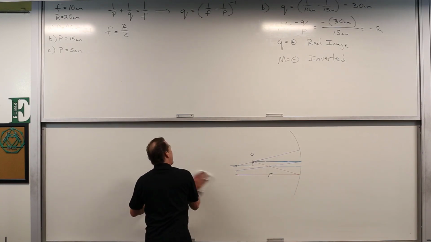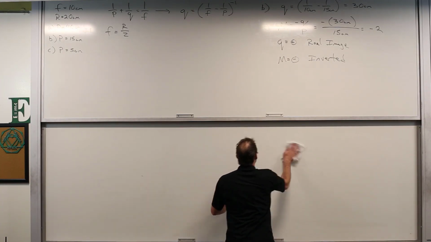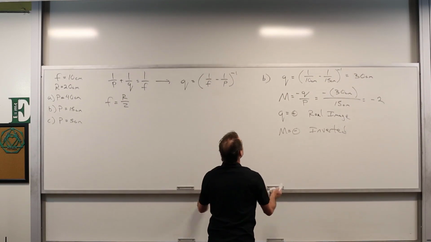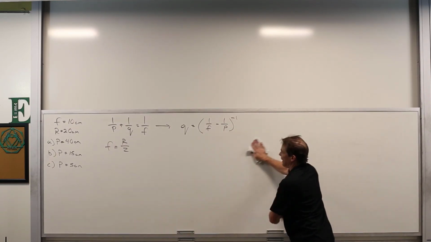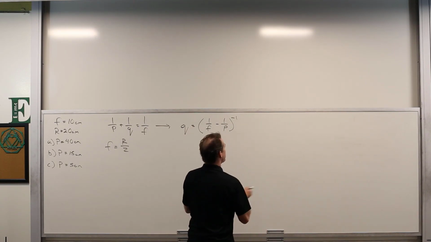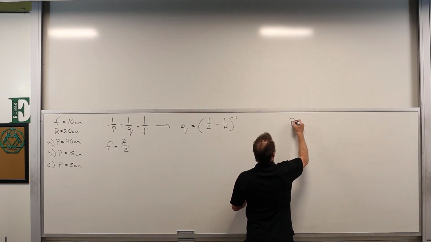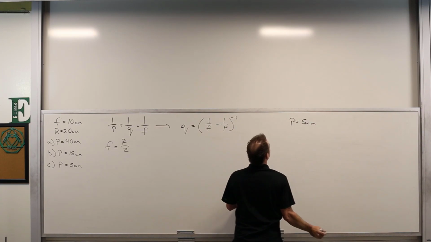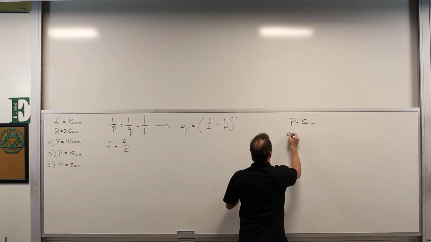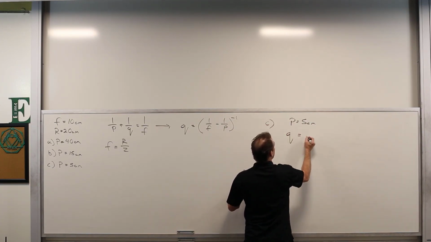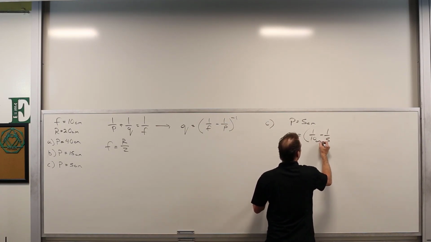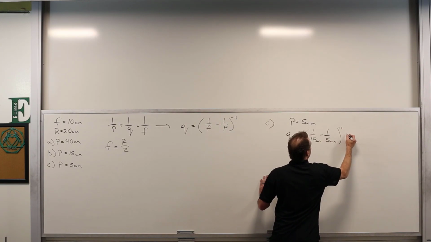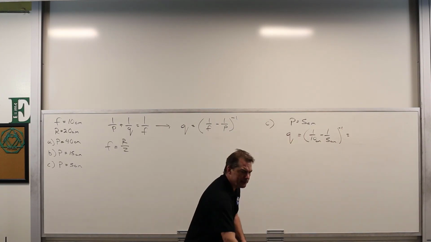All right, let's look at this last case. So the last case is with an object distance of 5 centimeters. P is equal to 5 centimeters. So what do we get out of this? We've got ourselves, this is part C, Q is equal to (1/10 minus 1/5 centimeters) to the negative 1. Let's just see what that is.